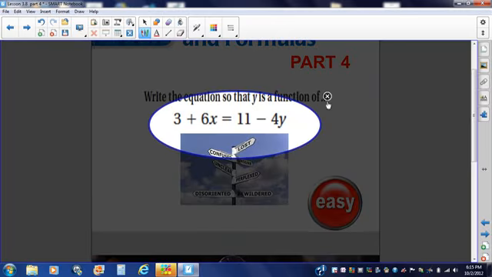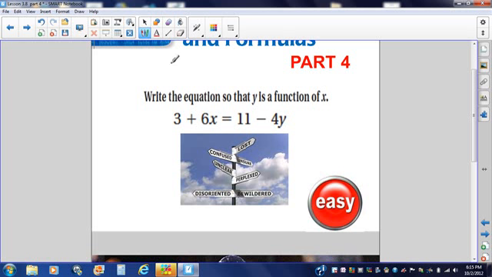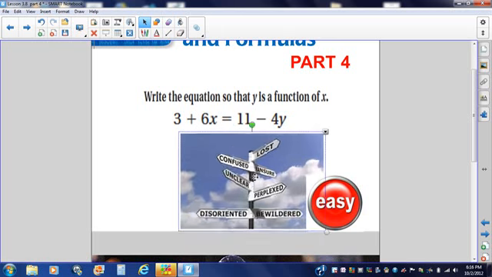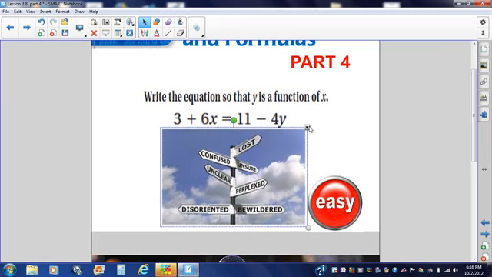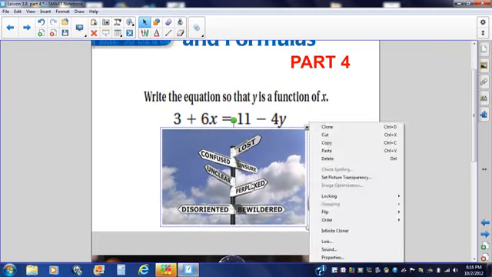Slacker jacks. The directions say write the equation so that y is a function of x. Well, if you're like me, when I see that, I'm lost, confused, unsure, unclear, perplexed, disoriented, bewildered. Nice vocabulary words. Share those with Miss Turpin or Miss Saunders or Mrs. Sponda. They'll be proud of you.